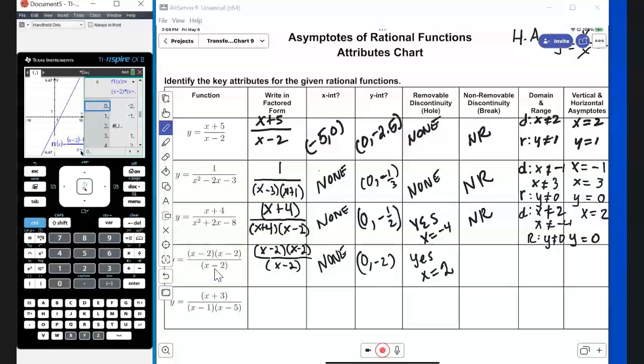Does it have a break? Does it have a break in the graph? No. So what are you going to write? None. What's the domain? x cannot equal what? 2. What's the range?